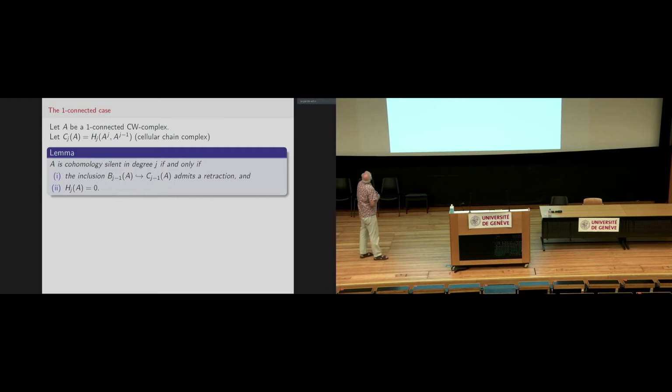So I take a CW complex. It's not a CW space, it's a complex given with this cell decomposition. And we look at the cellular complex to compute the homology. It is homology silent in degree k if and only if, actually, I will use only the only-if part: first, the inclusion of the boundaries, the Bk minus 1, in the chains, admits a retraction. And second, the homology in degree k is 0.